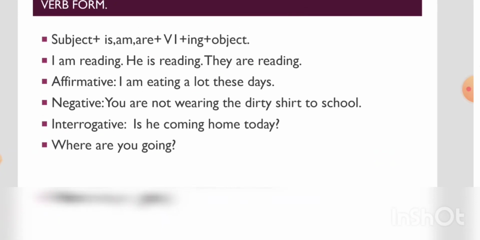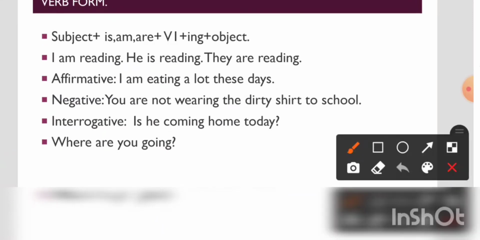Now the verb form in continuous or progressive tense. We use the helping verb is, am, are and the first form of the verb plus ing. Subject plus is, am, are plus first form of the verb plus ing plus object. This is a structure you have to follow.